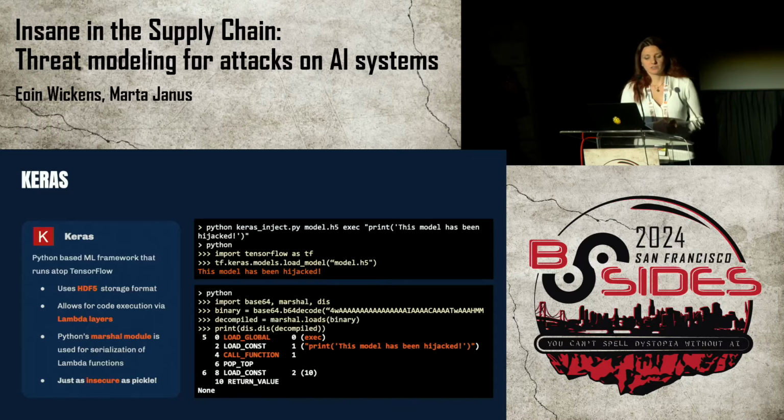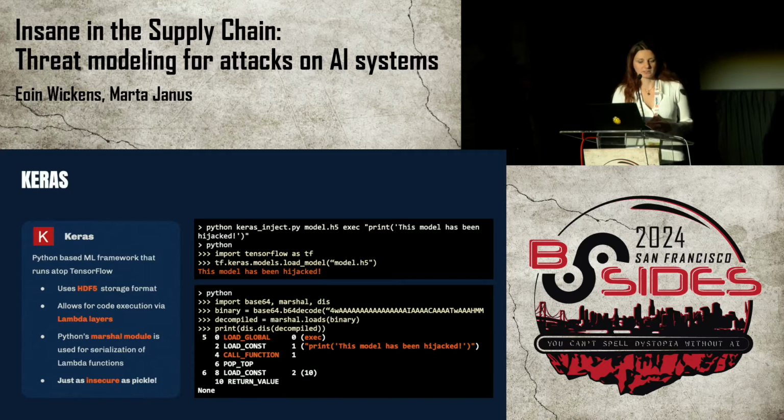Keras allows you to add so-called lambda layers inside the HDF5 serialized models. And what this lambda layer does is basically allow for execution of arbitrary expressions. And what that means is it also allows for arbitrary code execution. And especially because those lambda layers are serialized using another Python module called Marshal, which is just as insecure as Pickle. So cracking it took us not much time. We were able to inject arbitrary code in an HDF5 Keras model, and upon loading of the model, the code was executed.